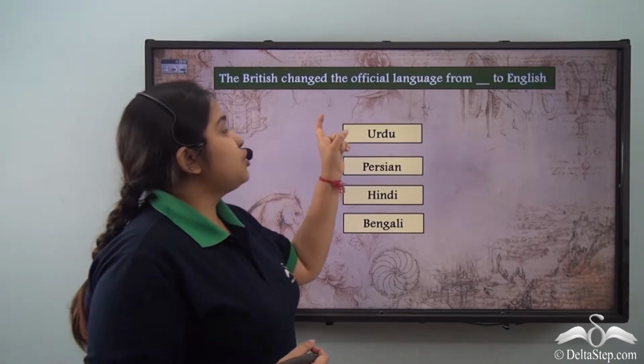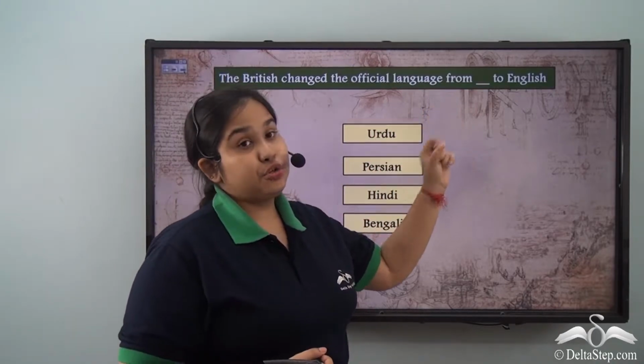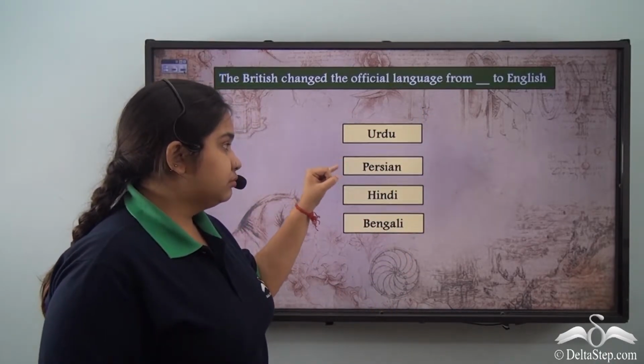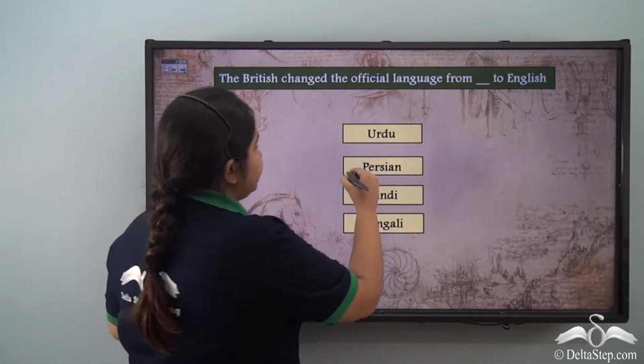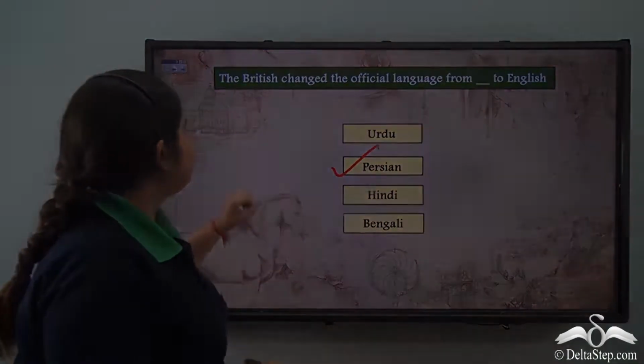The British changed the official language from dash to English. Was it Urdu, Persian, Hindi or Bengali? The correct answer is Persian.